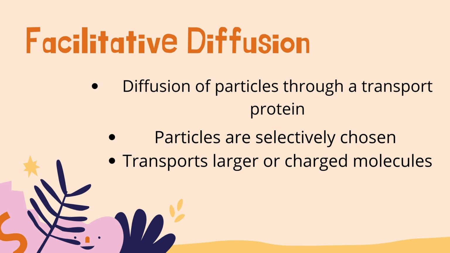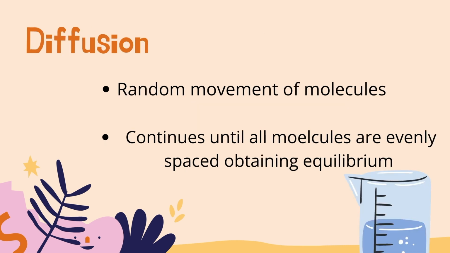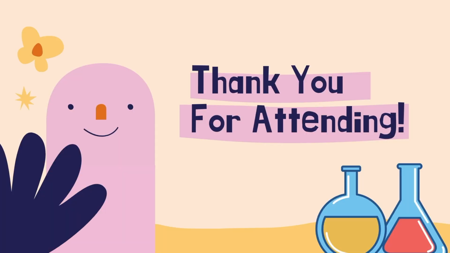And lastly, there's diffusion. And this one's the most basic in my opinion. It's just the random movement of molecules. It continues until all molecules are evenly spaced, obtaining something we call equilibrium. Now, this doesn't mean that these molecules sit in place. They still move around, but they just make sure that they are, in fact, evenly spaced out amongst themselves.